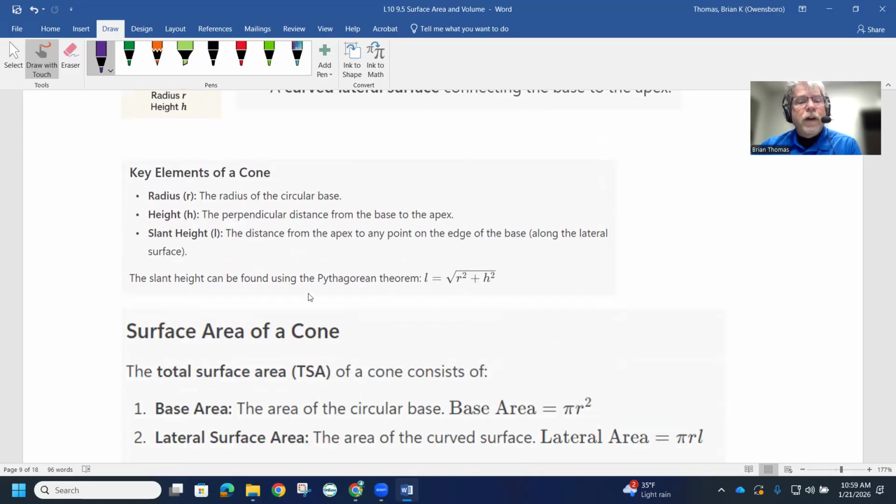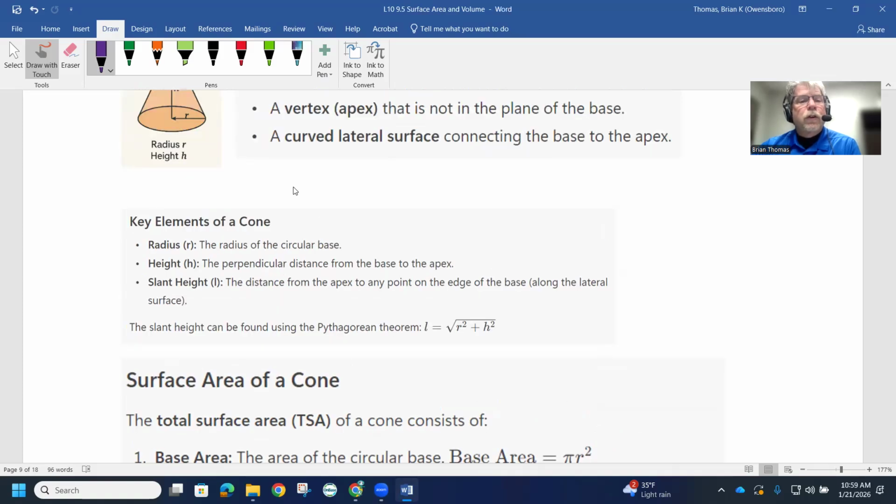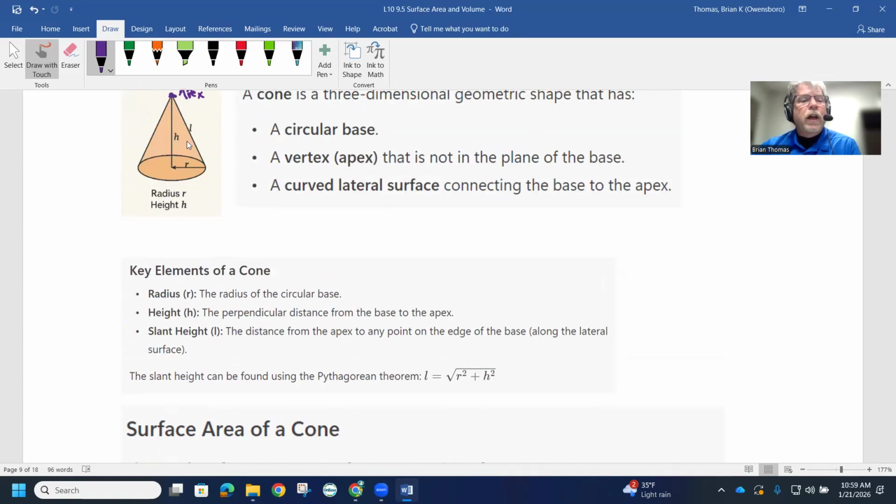Notice how to find the slant height, we had to use the Pythagorean theorem. Since the slant height is the hypotenuse, L squared equals h squared plus r squared. But remember, to find L, you have to take the square root of it. So then it turns into L equals the square root of r squared plus h squared.